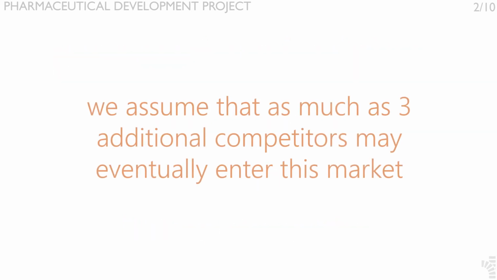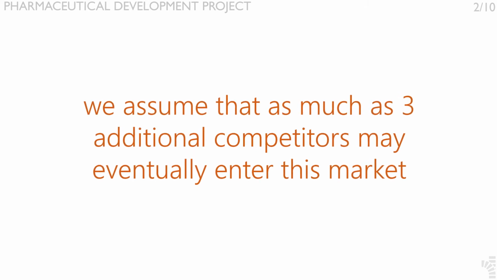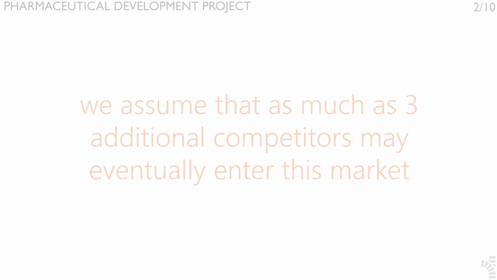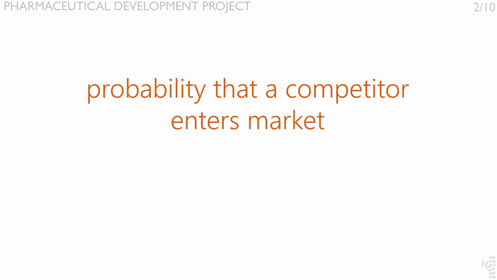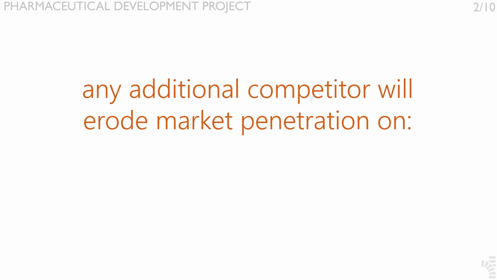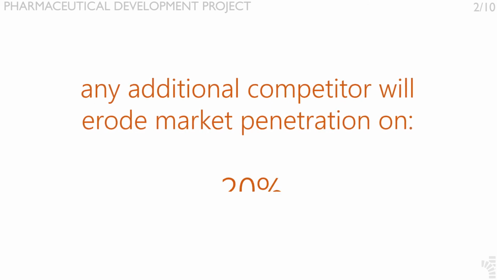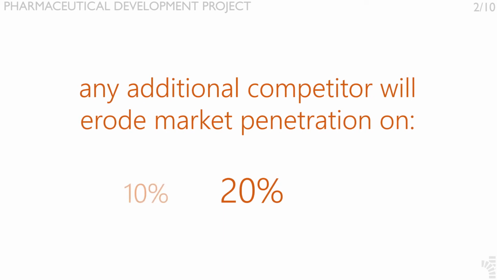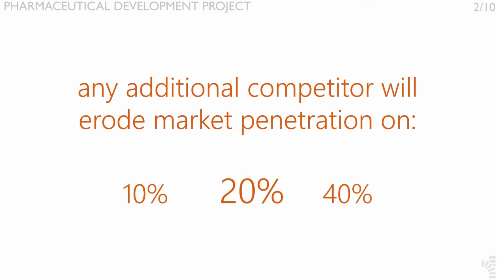In this example, we assume that as much as 3 additional competitors may eventually enter this market. The probability that any given competitor may enter the market has been deemed at 30%. It is also estimated that any additional competitor will erode market penetration on approximately 20% of the total demand, with a minimum of 10% and a maximum of 40%.